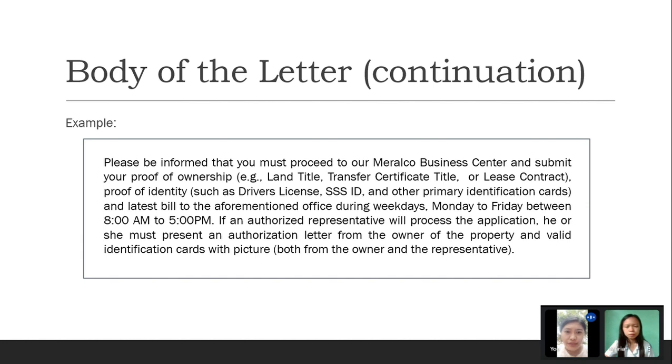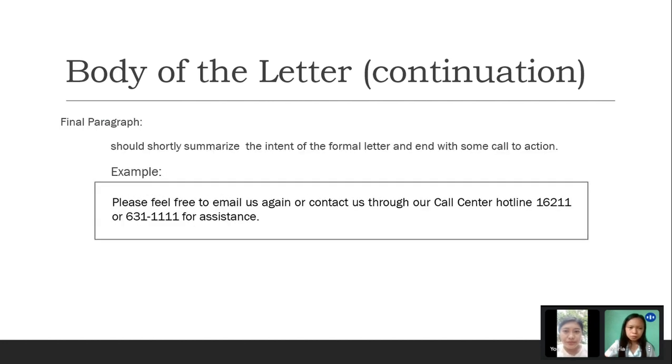to the aforementioned office during weekdays, Monday to Friday, between 8 a.m. to 5 p.m. If an authorized representative will process the application, he or she must present an authorization letter from the owner of the property and valid identification cards with picture, both from the owner and the representative.